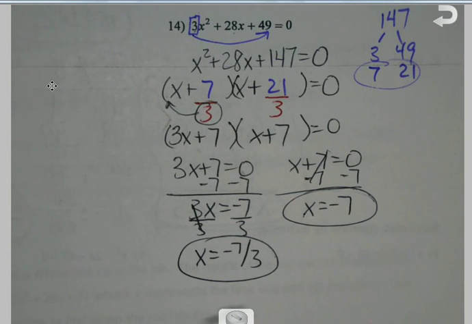Okay, and that's it on these. So whether it's a diamond or whether it's a slide and divide, the process works the same. We factor it out, we set each set of parentheses, each quantity, equal to 0, and we solve those.